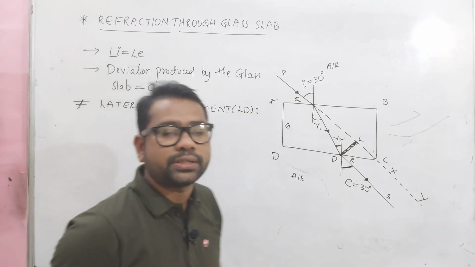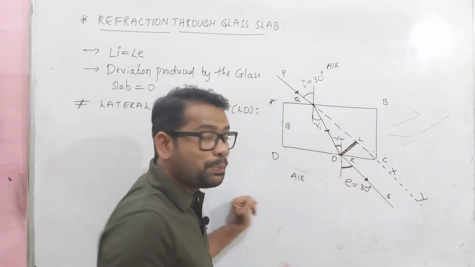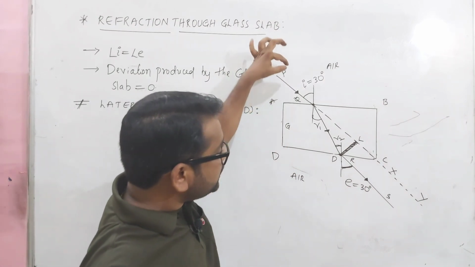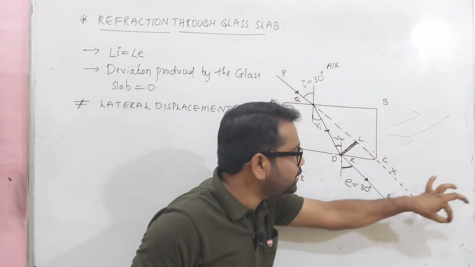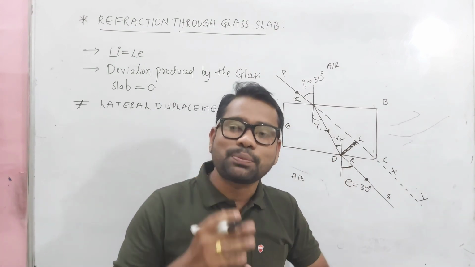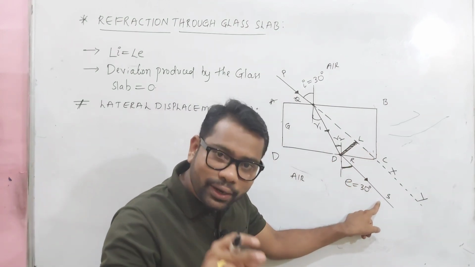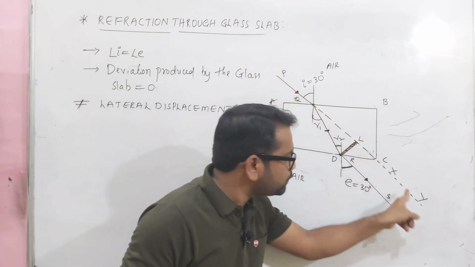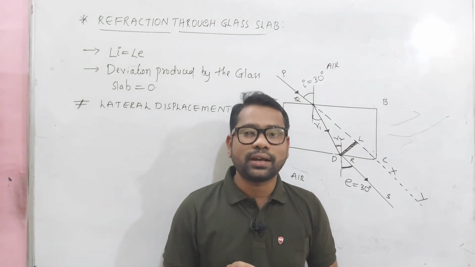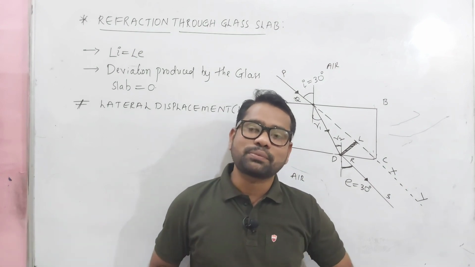Very, very important, children. So what is lateral displacement? It is the perpendicular distance between the emergent ray and the incident ray when extended forward. The perpendicular distance between the emergent ray and the incident ray when extended forward is called lateral displacement. Very important from the examination point of view is on which factors the lateral displacement depends.